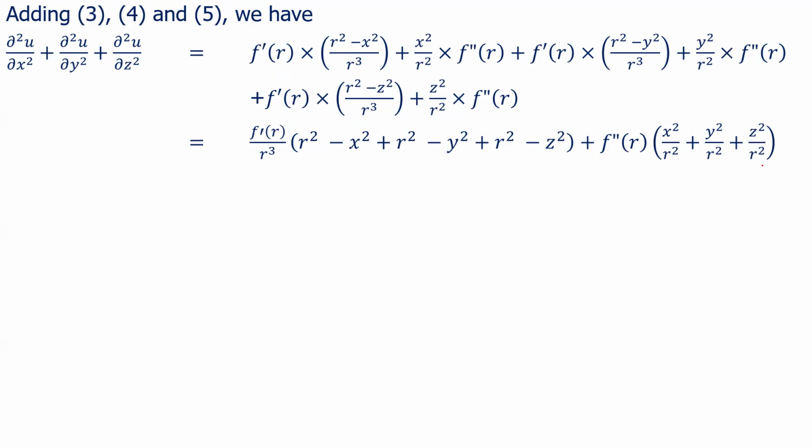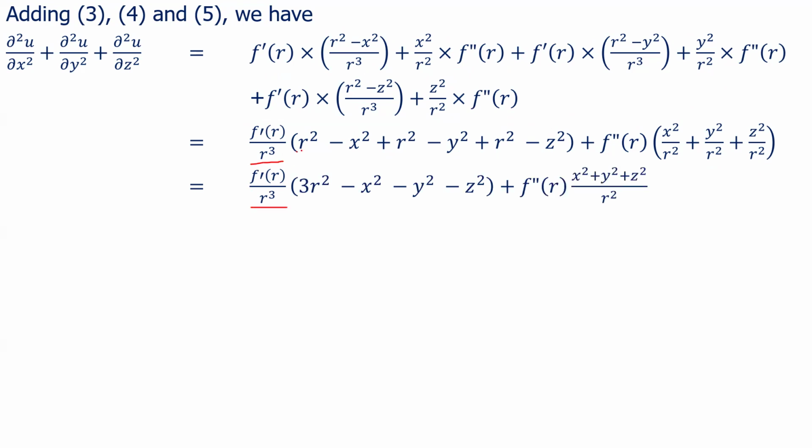So let us simplify once again. f dash of r upon r cube, this is r square plus r square plus r square is 3r square minus x square minus y square minus z square, plus f double dash of r. The denominator is same in all three cases. So LCM is r square and the numerator will be simply added. So x square plus y square plus z square.